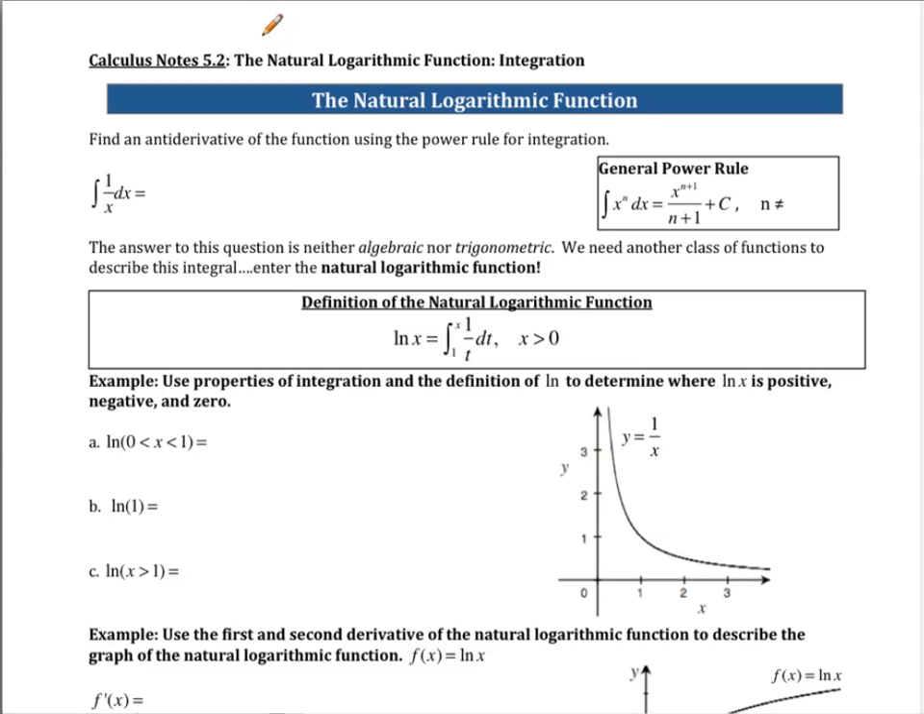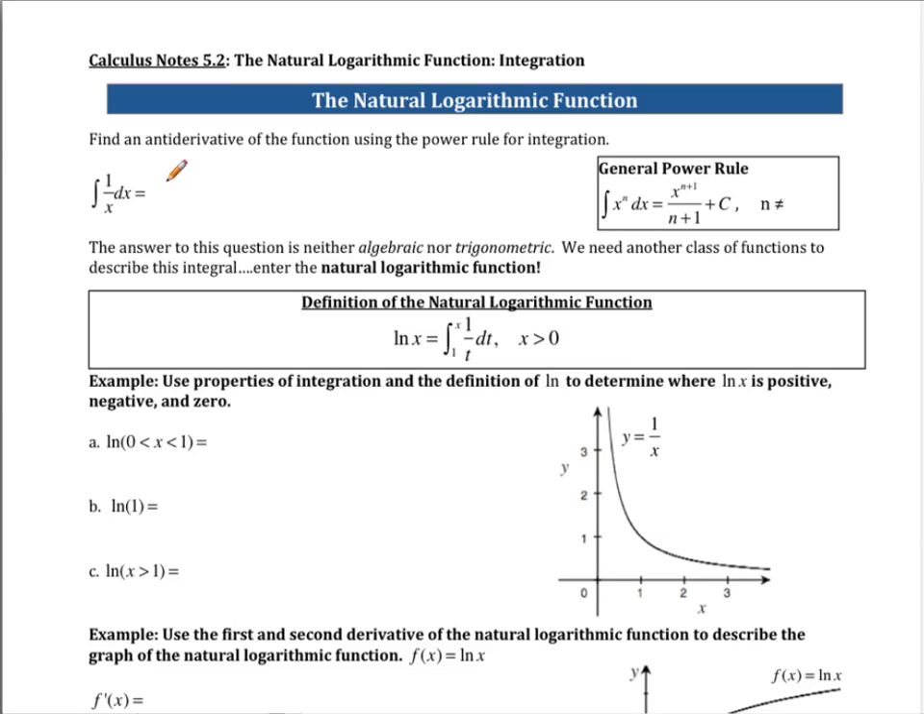All right, next we want to talk about the natural logarithmic function and how it relates to integration. So first off, let's just talk about the natural log function. And we're going to start off with this question. Find an antiderivative of the function using the power rule for integration. So here we have the indefinite integral of 1 over x dx.